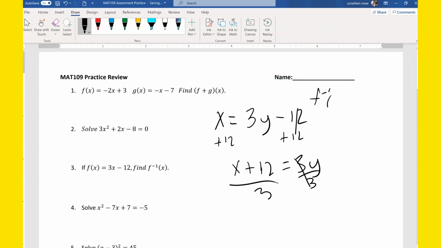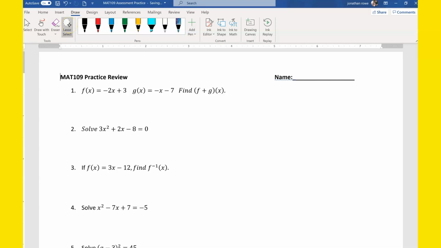F inverse of x is equal to x plus 12 over 3, or you might see this written as 1/3 x plus 4, because you can split these two terms up and do x over 3 and 12 over 3. X over 3 is the same thing as 1/3 x, and 12 over 3 reduces to 4. So 1/3 x plus 4 is another way you might see the answer written.